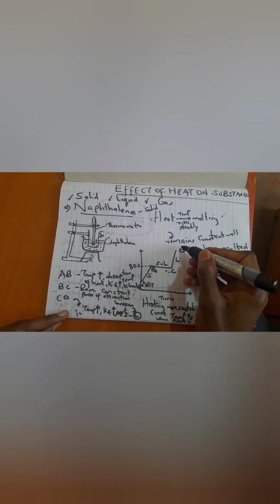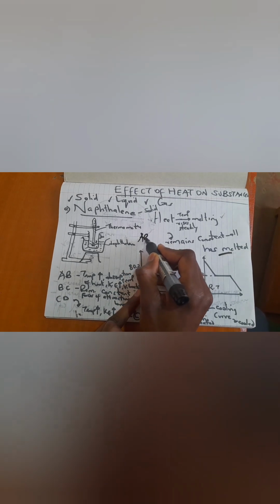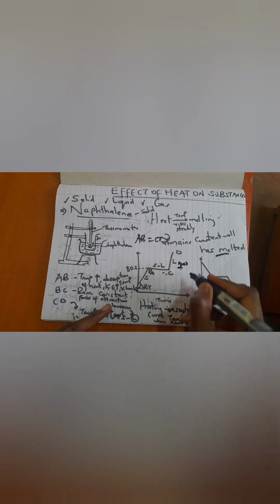Now, at CD, it is the same thing that happened at AB. So that means AB is the same as CD, because at CD also the temperature will rise steadily. At the same time, there will be an increase in the kinetic energy of the molecules, and therefore the liquid particles will be in a position to absorb that heat. After they have absorbed that heat, the kinetic energy increases and they will move very fast.